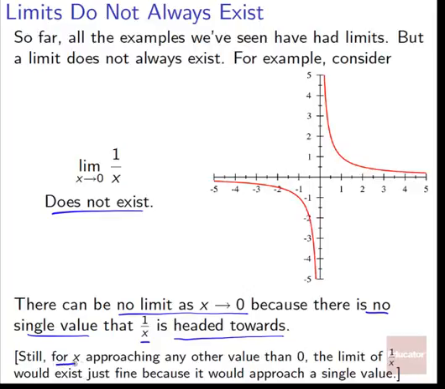Still, I want to point out, for x approaching any other value than 0, the limit would exist because it would approach a single value, right? If we approached 1 as our thing, then we would wind up approaching 1. If we approached 4 as our thing, then we would wind up approaching 1 over 4. If we were approaching negative 3 from both sides, then we would be going to negative 1/3, right? All of those would make sense. The only issue is here at x equals 0, where because it has an asymptotic thing, it just freaks out, shoots off in both directions. There's nothing that we can wind up pinning it down with. So we have to say that the limit does not exist. But anywhere else on 1 over x would exist. But x going to 0 does not exist for 1 over x.